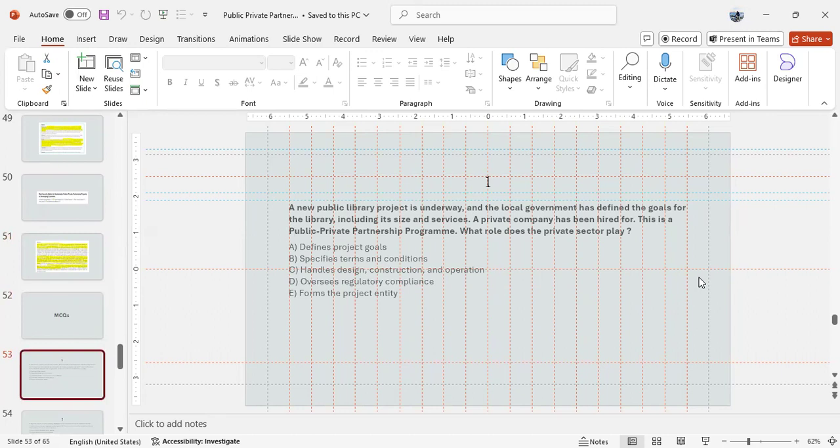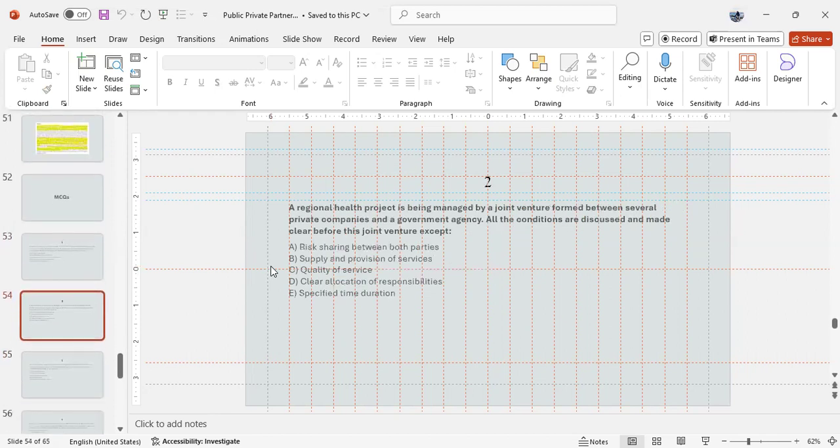What role does the private sector play? A. Define project goals. B. Specifies terms and conditions. C. Handles design, construction and operation. D. Oversees regulatory compliance, or E. Forms the project entity. The correct answer is C. Handles design, construction and operation.